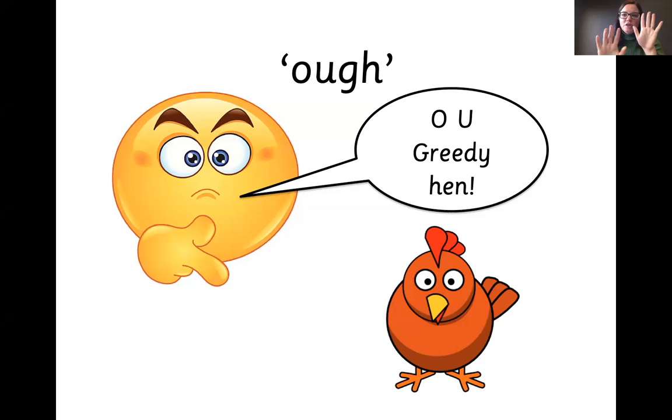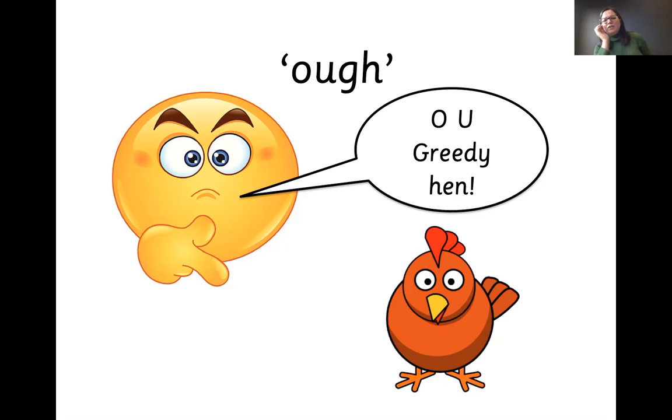O-U-G-H. Now I've put this mnemonic on for you. That means I've given you some pictures and a bit of an idea of a little rhyme that will help us to remember how to get the letters in the right order. So it's O-U-G-H, and we can remember, oh, you greedy hen, okay? We've got the letter O and the letter U that kind of make the words O and U. And then we've got G for greedy and H for hen. Oh, you greedy hen for O-U-G-H.